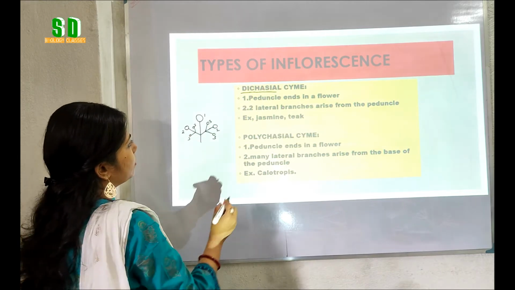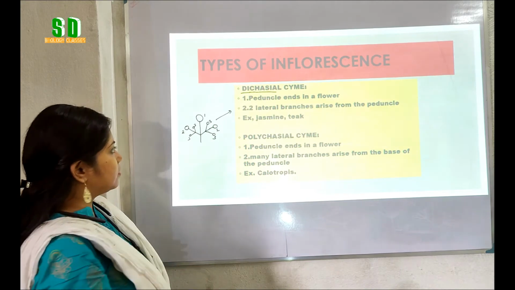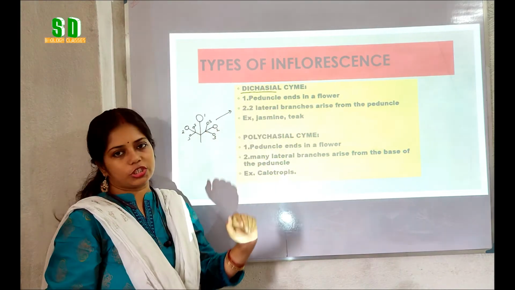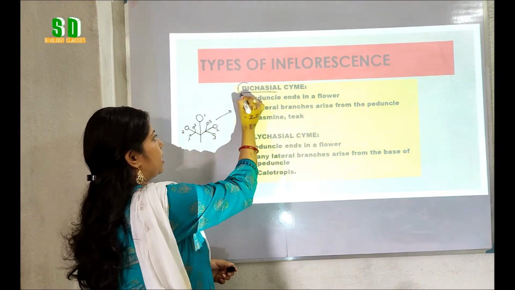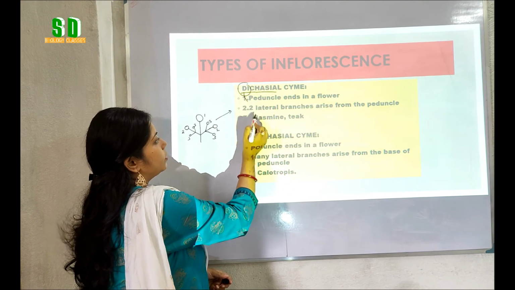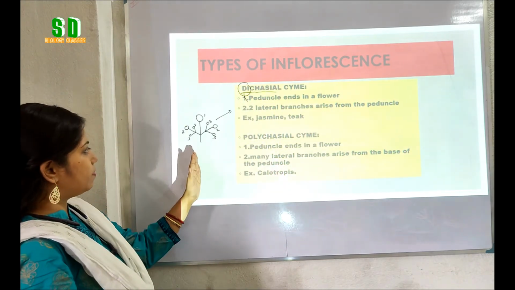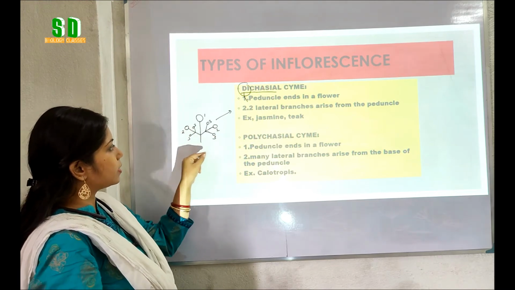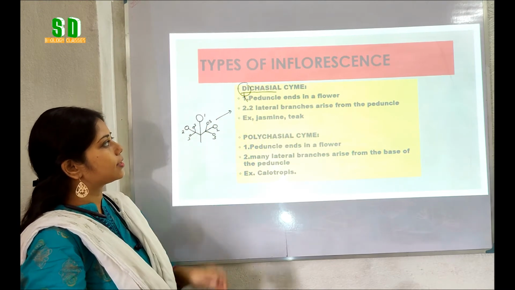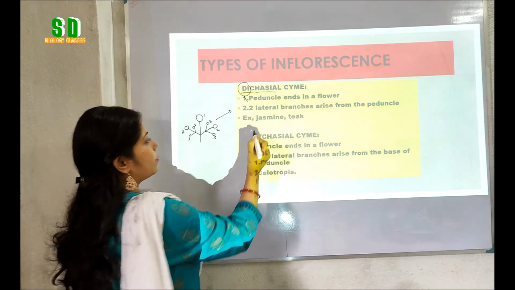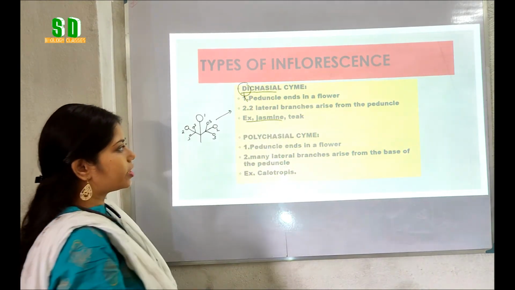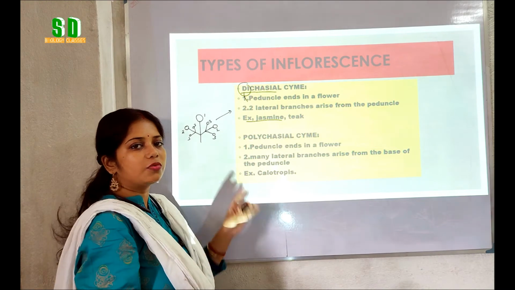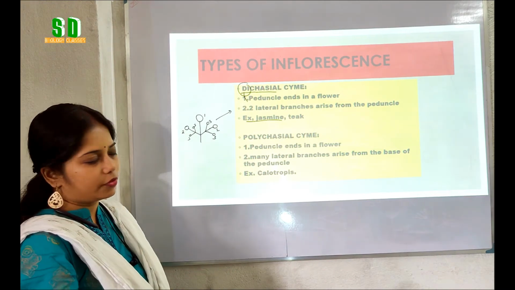So this type of Cymose inflorescence is called the dicasial cyme. So why di? Due to the arising of two lateral branches from the main peduncle. So always we are getting two lateral branches from the peduncle. That's why it is called the dicasial cyme. And the example of this type of inflorescence is jasmine, and also in the flower of teak we are getting this type of inflorescence.